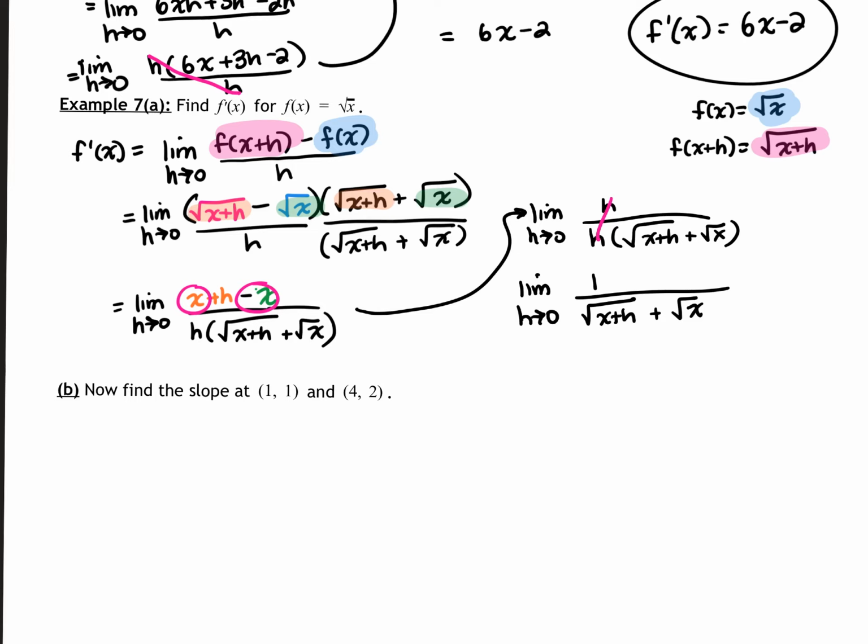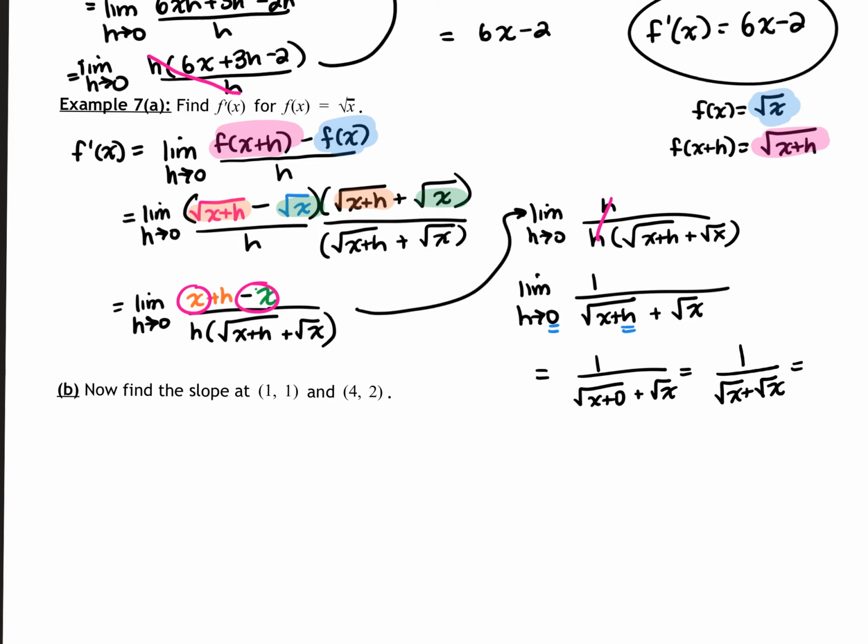What's great is that we're now at the point in the process where I can just plug in 0 for h. So what I end up with is the limit as h approaches 0 of 1 over the square root of x plus 0 plus the square root of x. And we don't even need the limit anymore there because we plugged in 0. So let me get rid of that. This is just actually now evaluating for the limit. And that's just the square root of x plus the square root of x.